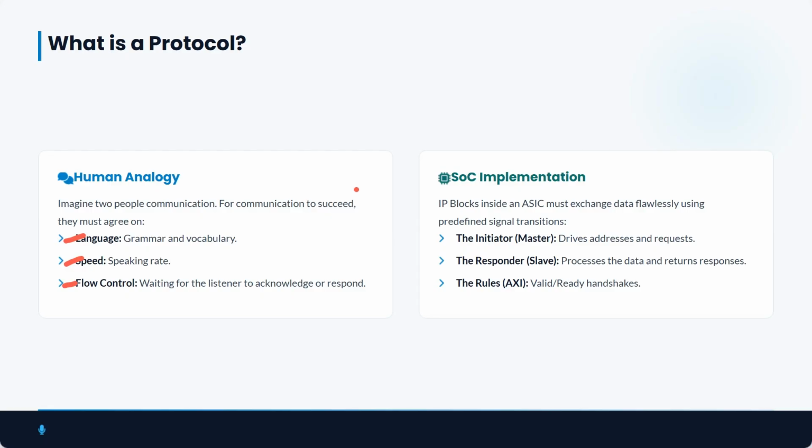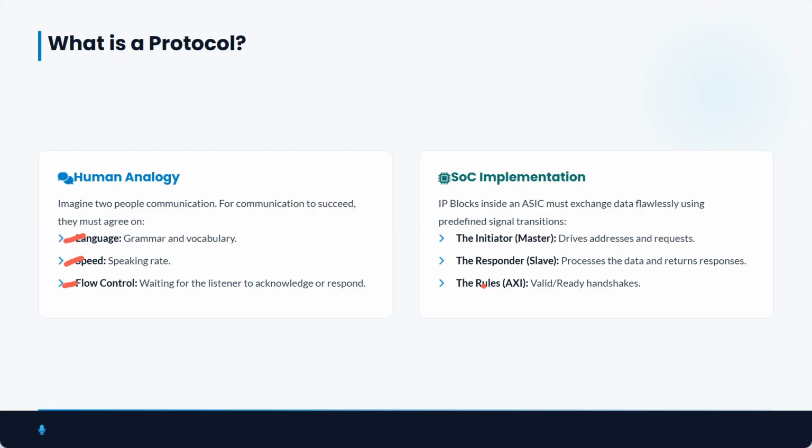Inside a chip, hardware blocks like an ARM CPU core and a DDR memory controller need to access GBs of data every second. They don't speak English, they don't speak Hindi, they speak through high and low voltage signals. The initiator, which is your master, is the block driving the request and address, like a CPU waiting to read data from memory. Then we have something called the responder. This is the memory or peripheral processing that request and returning the data or status responses.